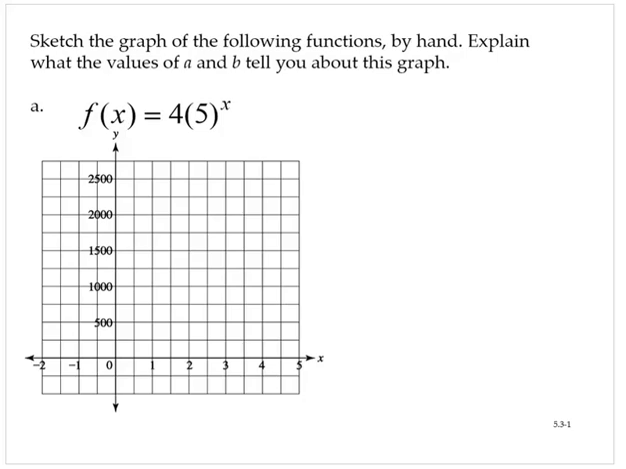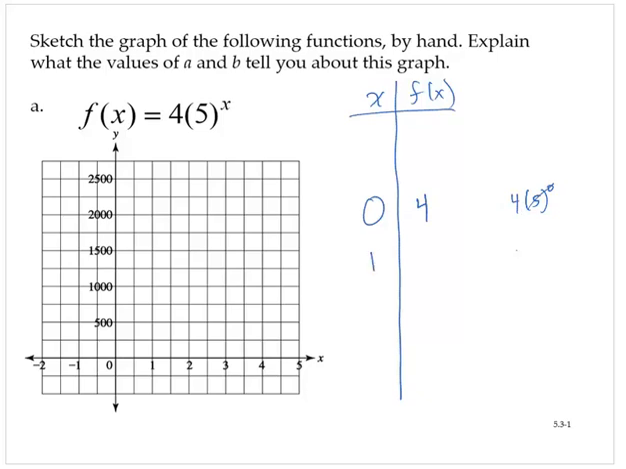So to graph this exponential function, I'm going to first create a table of values that will give me several points, and I'll plot those points to get a general idea of the shape of the graph. So we have x versus f of x. Now I'm going to start with 0, and then we'll go back and get a couple other points. But let's start with 0. If x is 0, I have 4 times 5 to the 0. 5 to the 0 is 1, and so that just leaves 4.